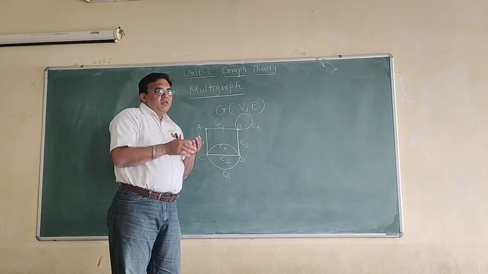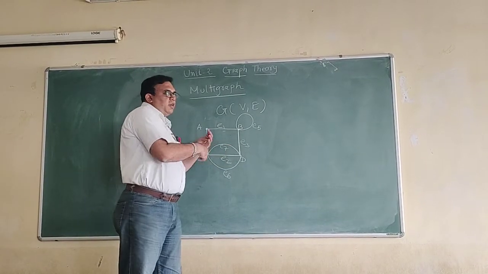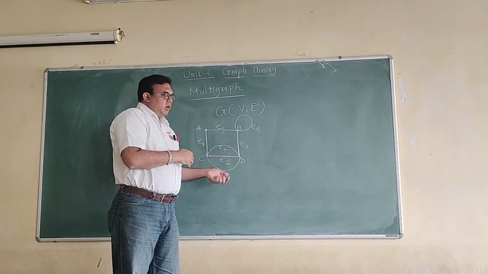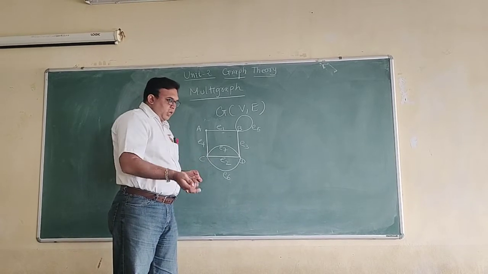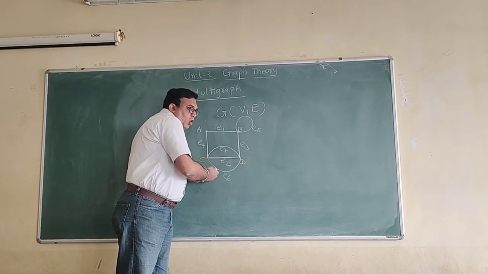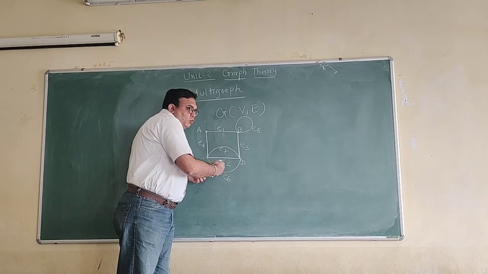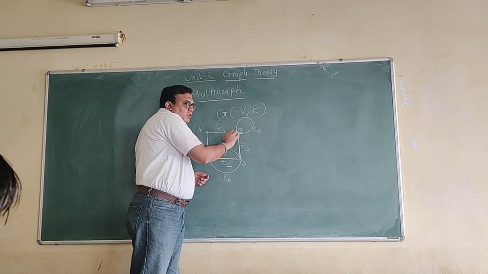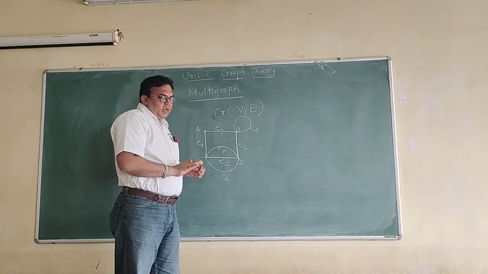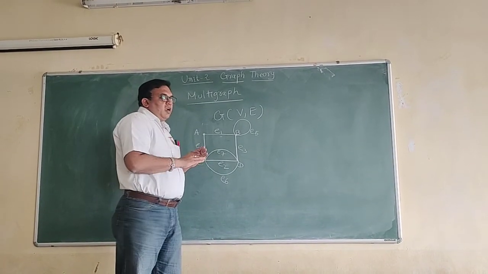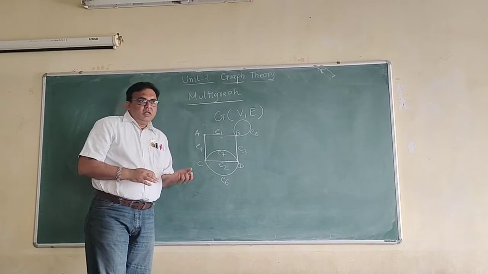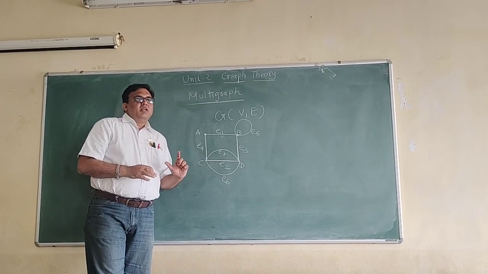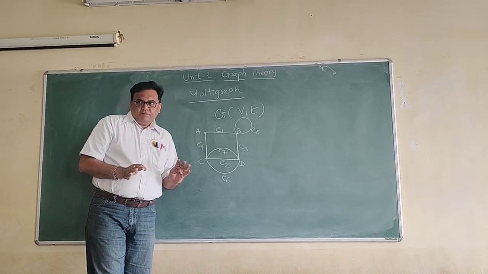So a graph is a combination of all the vertices and edges. But in a multigraph, we can construct more edges between 2 vertices, or we can construct loop edges on a single vertex. Right? So this is the way we differentiate between graph and multigraph. Is it okay? Yes. Done.